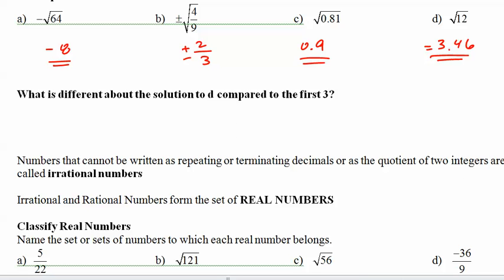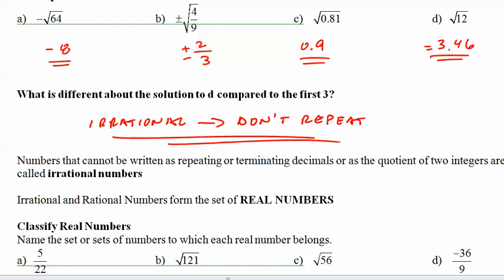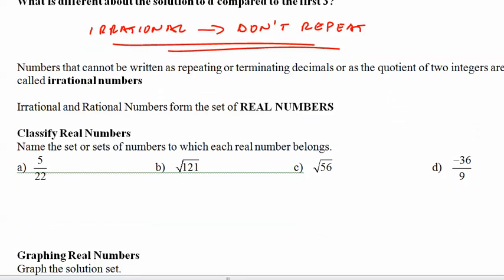What is different about the solution to D? It's what we call irrational. Square roots don't repeat. Rational numbers repeat, have patterns. Irrational numbers, which is part of the real world, just go on and on and on. It cannot be expressed as the ratio, the quotient, of 2 integers.